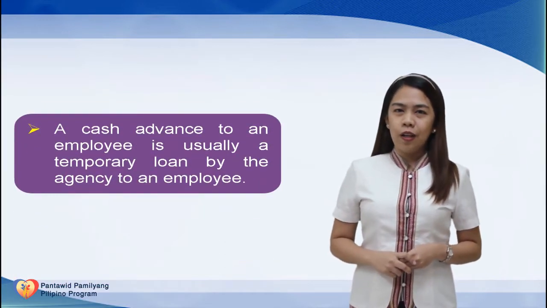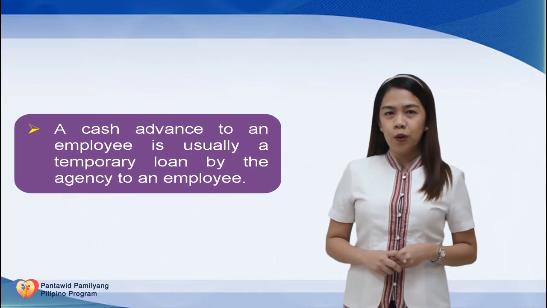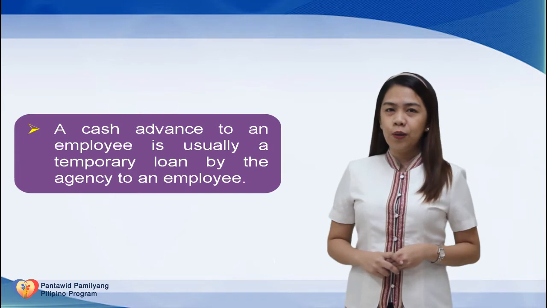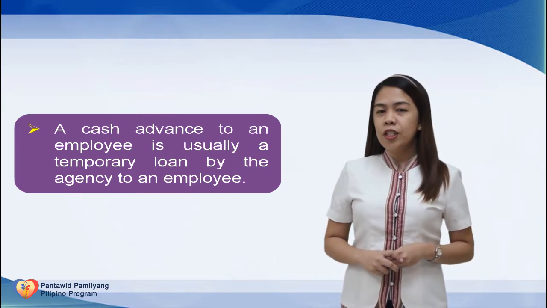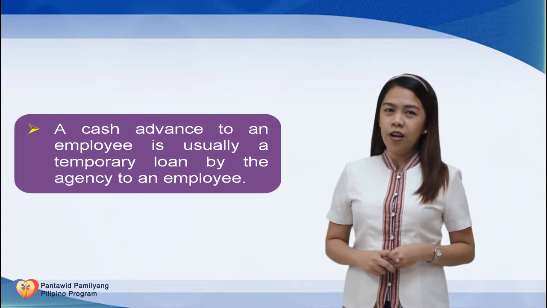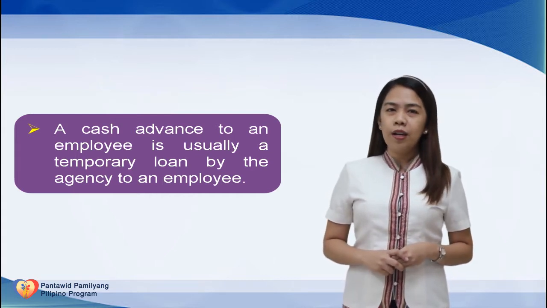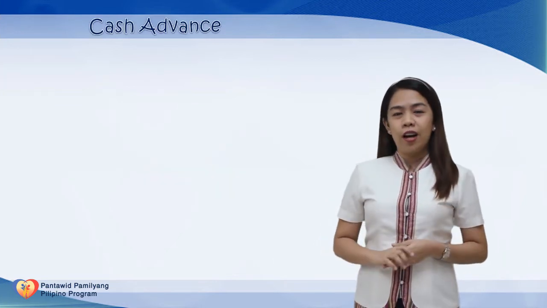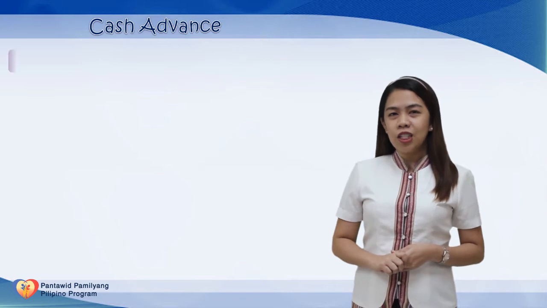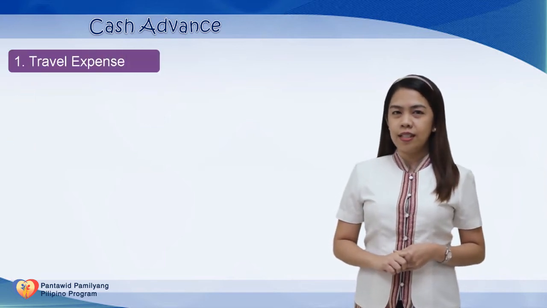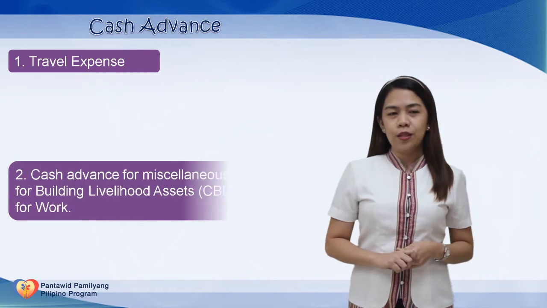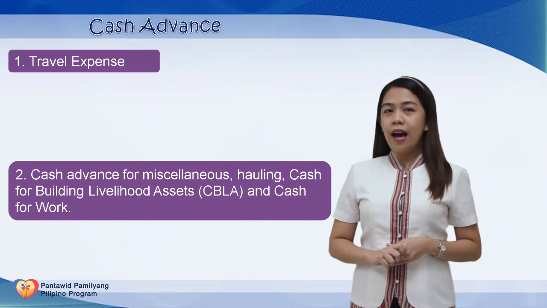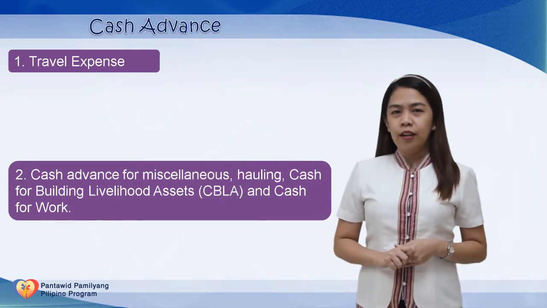A cash advance to an employee is usually a temporary loan by the agency to an employee. This temporary loan shall be for official use only. However, not all employees are qualified to request this cash advance. There are two types of cash advances. First is cash advance for traveling expenses, and the second is cash advance for miscellaneous, holding, cash for building livelihood assets, and cash for work.